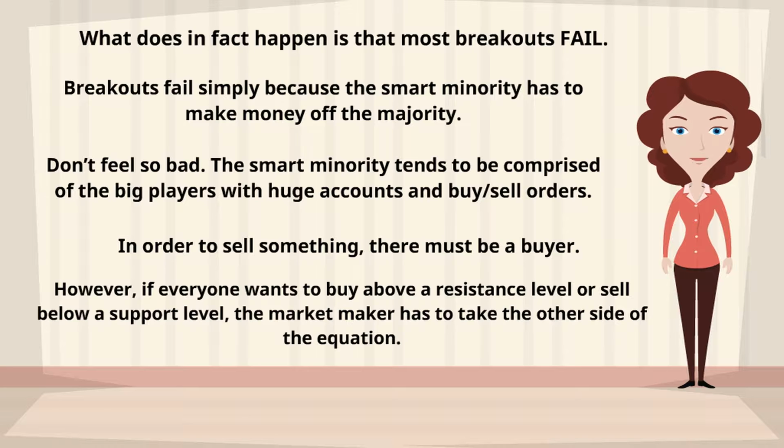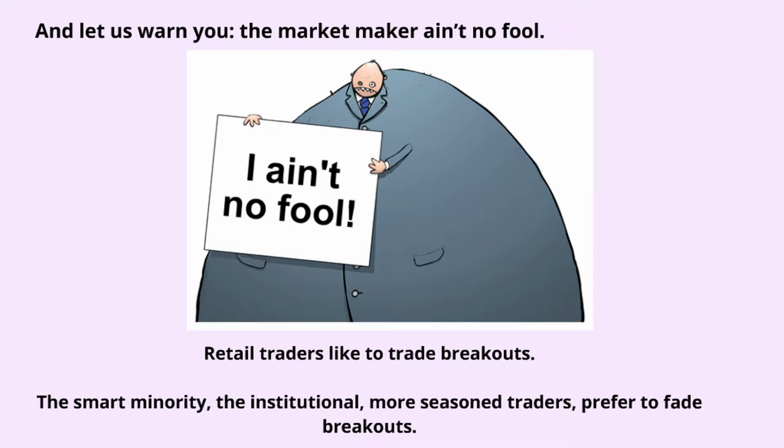Don't feel so bad. The smart minority tends to be comprised of the big players with huge accounts and buy/sell orders. In order to sell something, there must be a buyer. However, if everyone wants to buy above the resistance level or sell below a support level, the market maker has to take the other side of the equation. And let us warn you, the market maker ain't no fool. Retail traders like to trade breakouts. The smart minority, the institutional, more seasoned traders, prefer to fade breakouts.